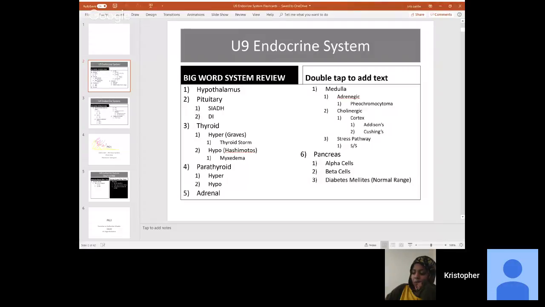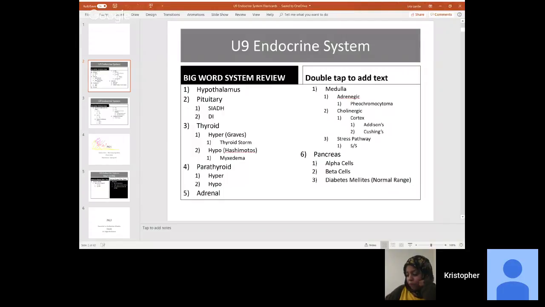Okay? So that's SIADH, and that's DI, diabetes insipidus. Instead of digging into what the pituitary is doing and everything, we just hit the two major diseases the notes talk about. So Addison, or let's go to thyroid.